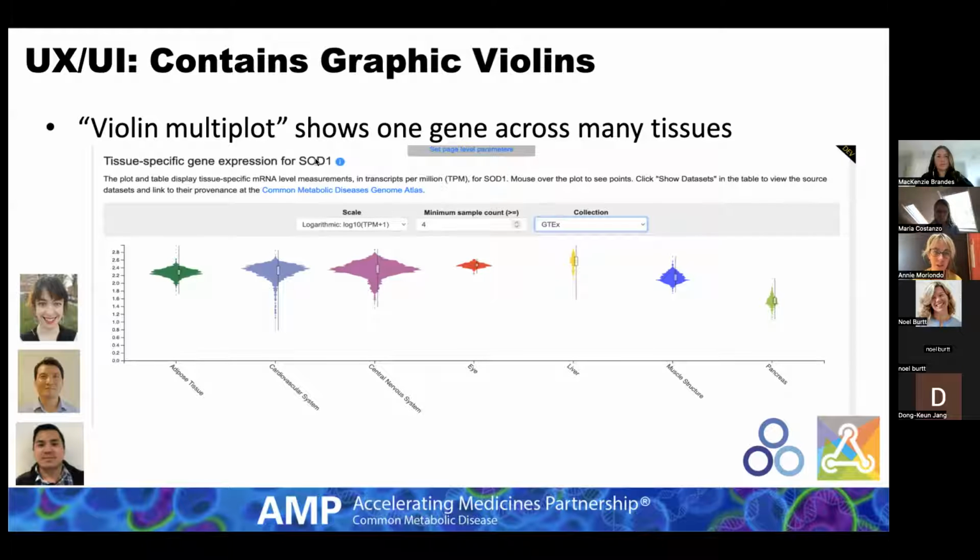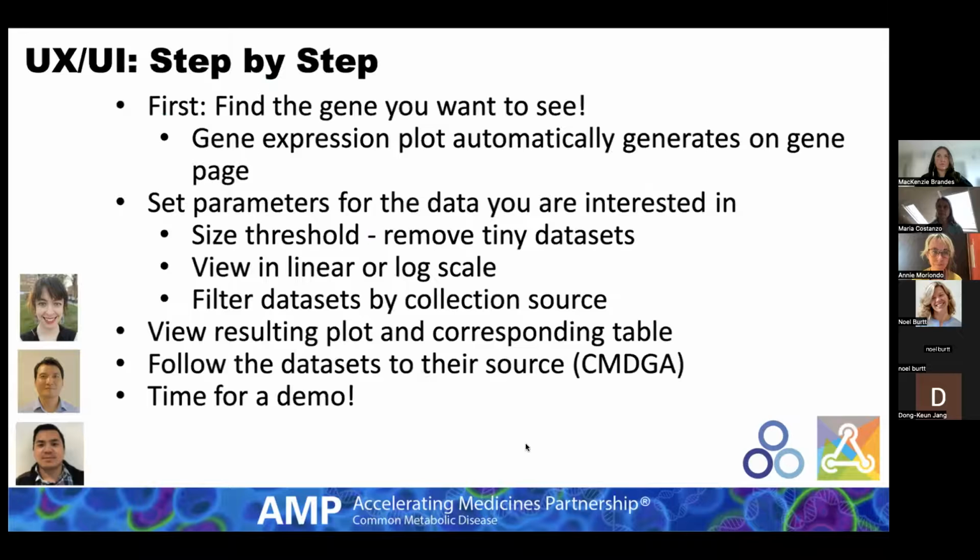With SOD1, a common one that we like to talk about a lot, you can select a log scale or a linear scale. You can set a floor if you don't want to look at small data sets, or if you want to see only data sets that had more than 4 samples, 10 samples, 200 samples. You can filter that so you get these nice large violin plots versus small ones that you can barely see with the naked eye. And you can filter by collection source. You can sort by the provenance of that data.